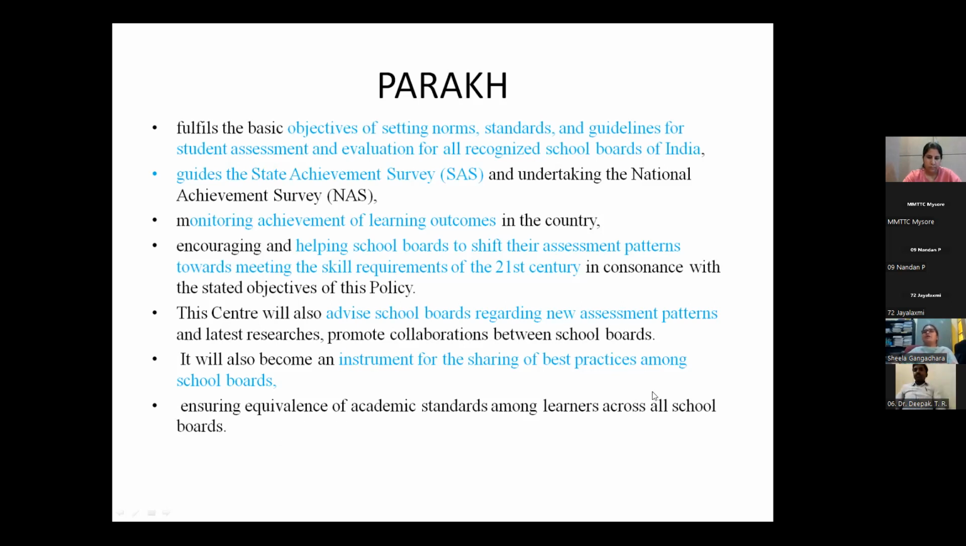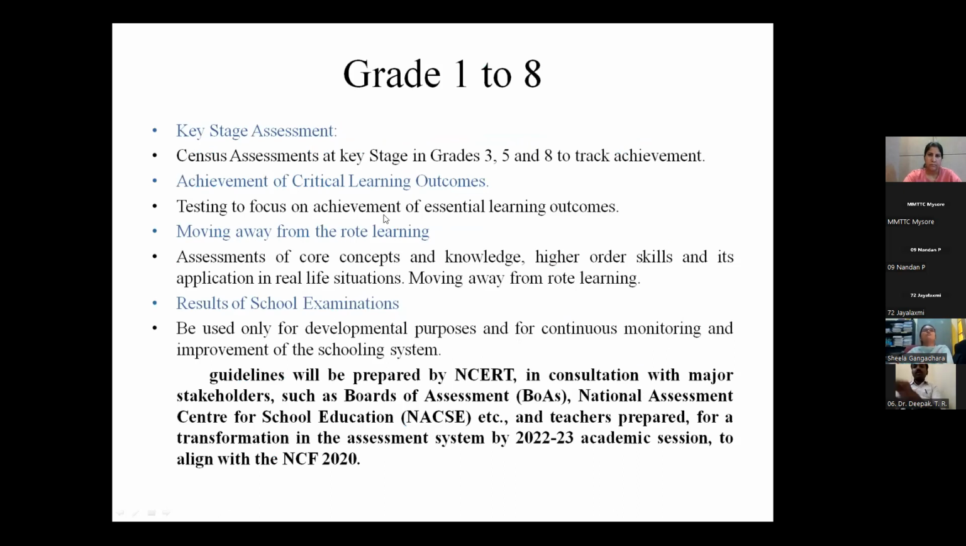And then, coming to school education from grades 1 to 8, it emphasizes key stage assessment.